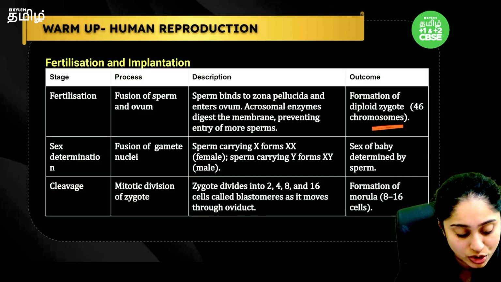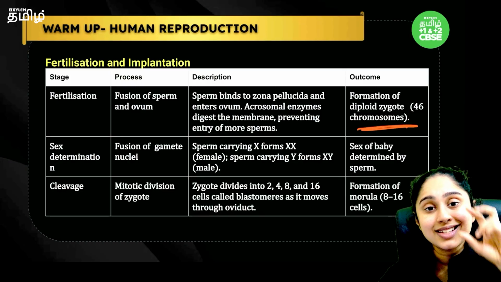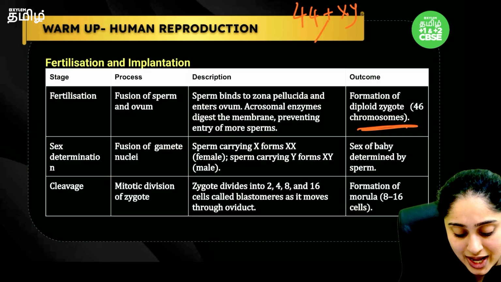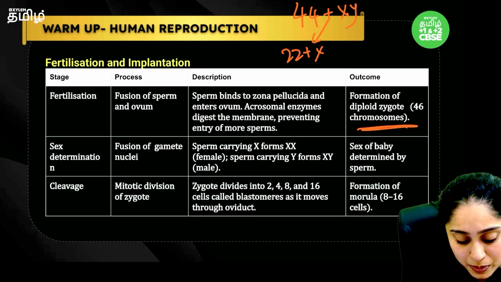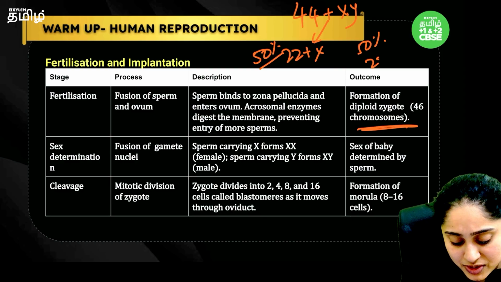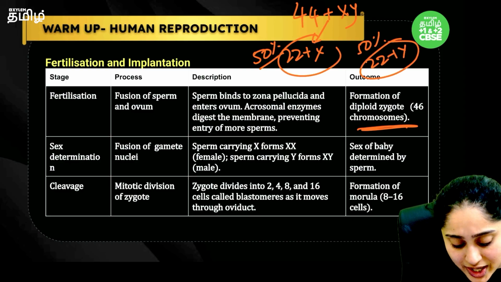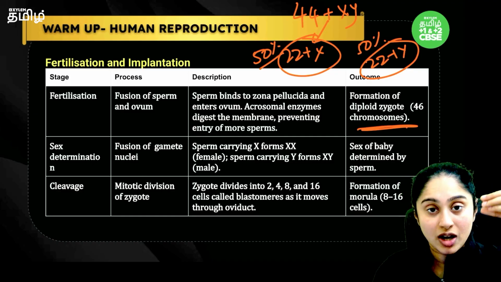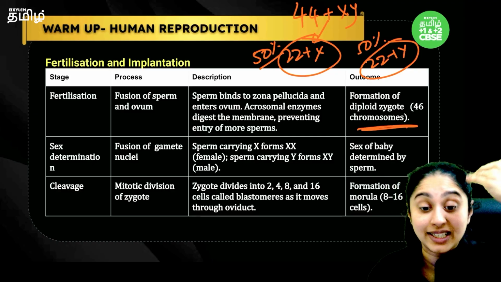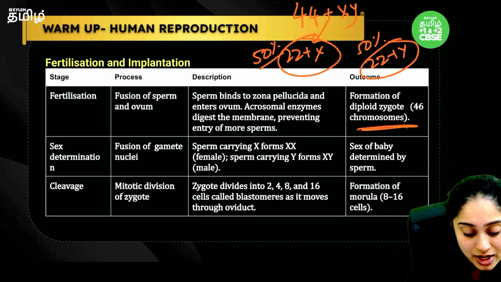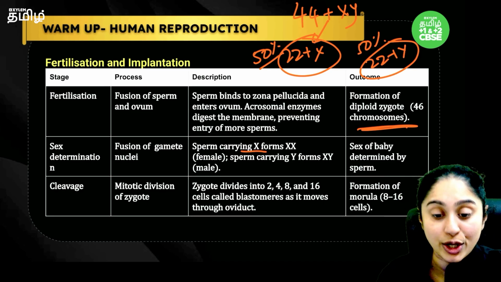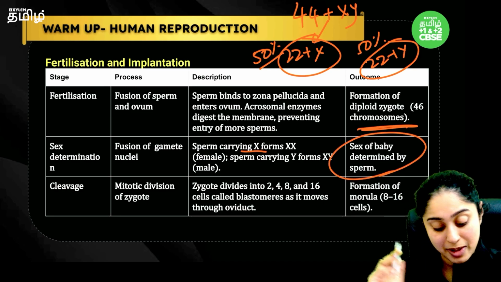the zygote. Okay, now here, since the male configuration is 44 plus XY, half the number of sperms carry 22 plus X, and half the number of sperms carry 22 plus Y. So it is a matter of chance as to which sperm carrying the X or Y chromosome is going to fertilize the egg which has 22 plus X. Okay, so based on which sperm is going to fertilize, the sex of the baby is determined.